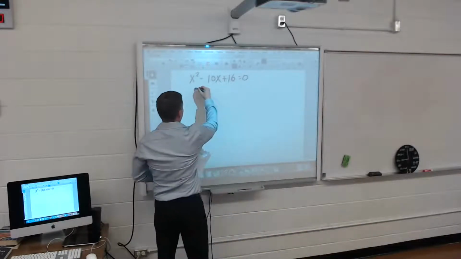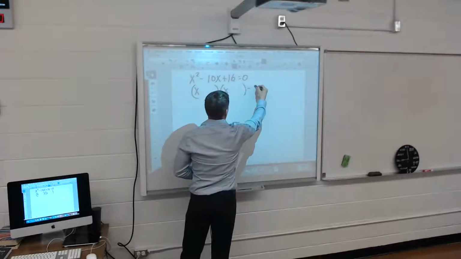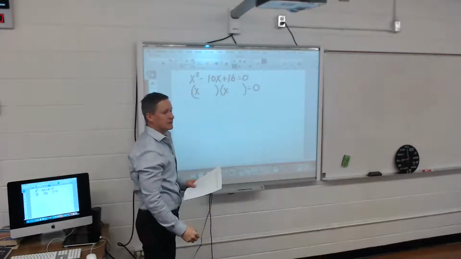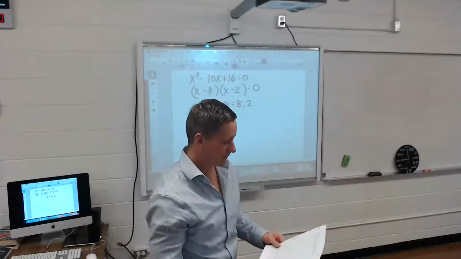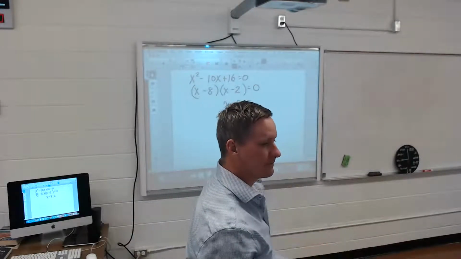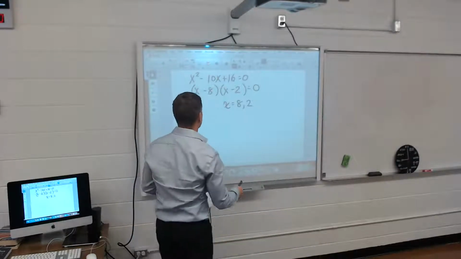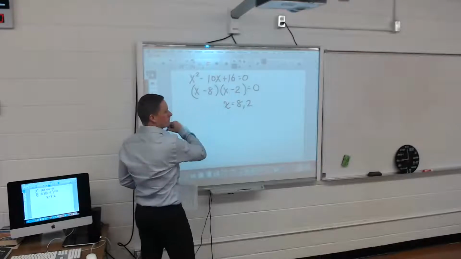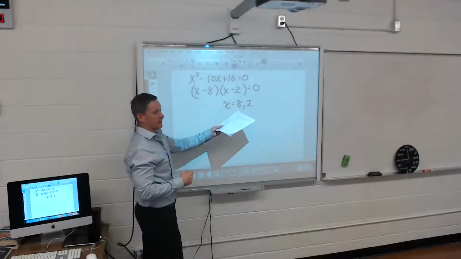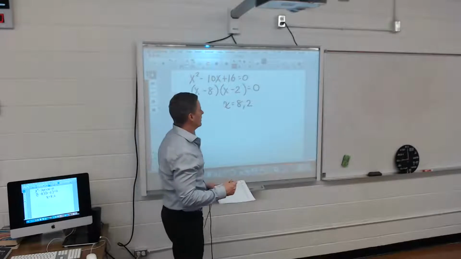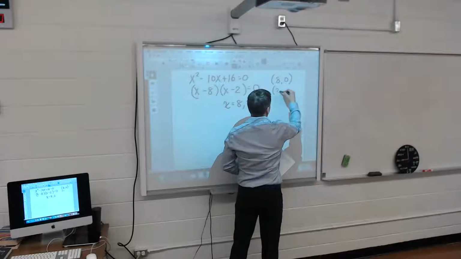Okay, so I've got x and x, right? Factors of 16 that give plus 16. You all right? Anybody use a different method? I just graphed this one. So when we write it out, we just write x is equal to 8. I'm not gonna mark it wrong if you do this, but we want both.